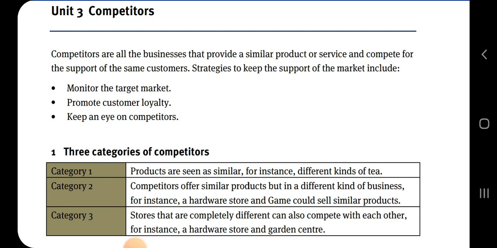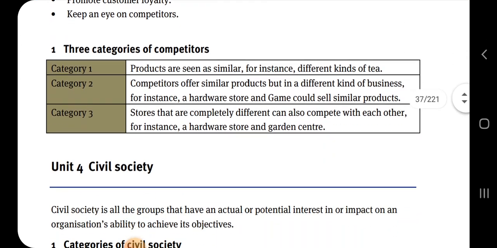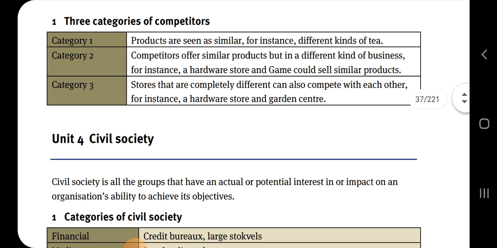So, monitoring the target. Competitors are all the businesses that provide a similar product or service. So in order for the business to keep support of the market, they have to monitor their target market. What are they doing? What are they into now? And promote customer loyalty, and also keep an eye on competitors. Now there are three types of competitors.